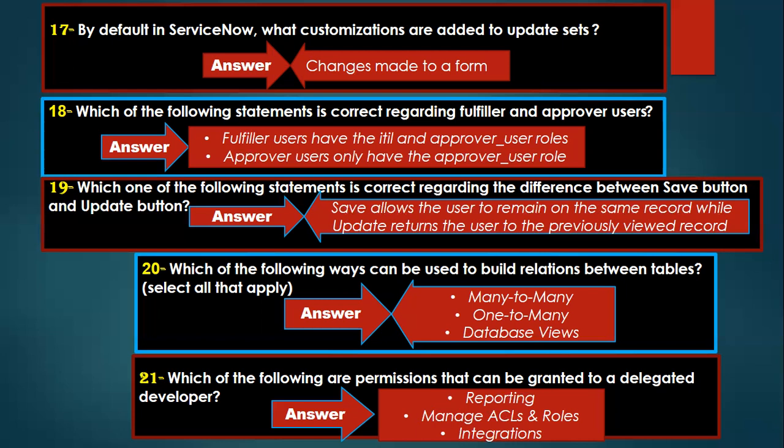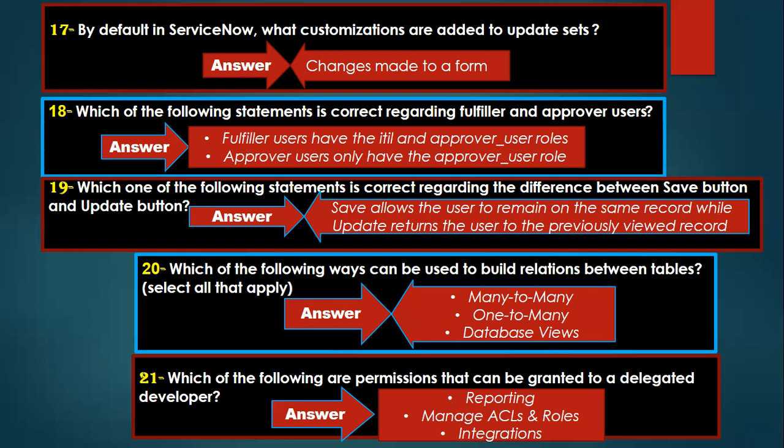Like save, and when that record has been created, then an update button will appear, correct? So on that reference, this question is asked. So save allows the user to remain on the same record while update returns the user to the previously viewed record. Pretty simple, pretty straightforward.